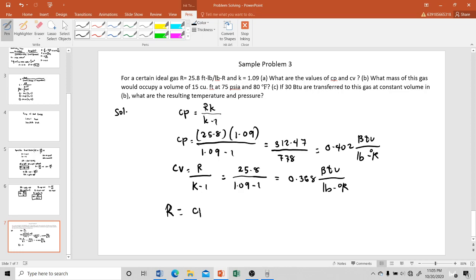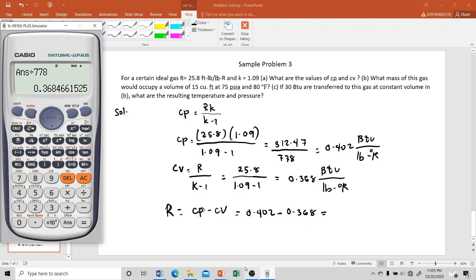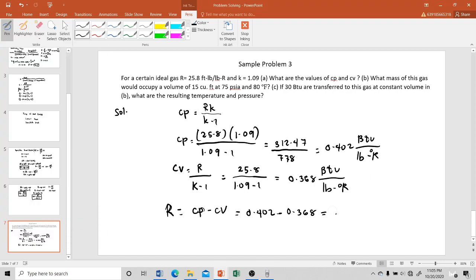So now we get the gas constant of this certain ideal gas. We have R equals Cp minus Cv. So for Cp we have 0.402 minus 0.368, which is equal to 0.034 BTU per pound Rankine.